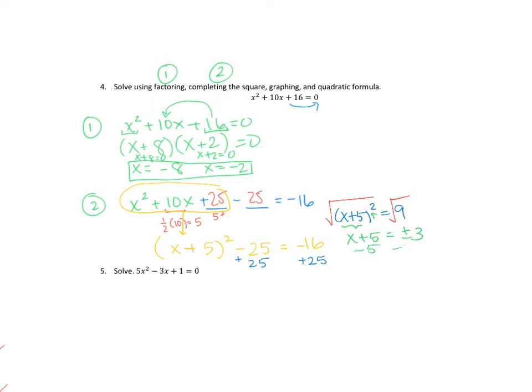So we're going to minus 5. We get x equals negative 5 plus or minus the 3. That's negative 5 plus 3, which will be negative 2. And negative 5 minus 3, which will be negative 8. Which again, we're getting the same 2 solutions that we saw using the first method, which was factoring.